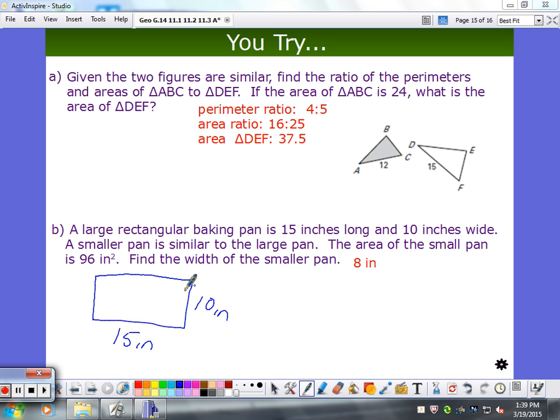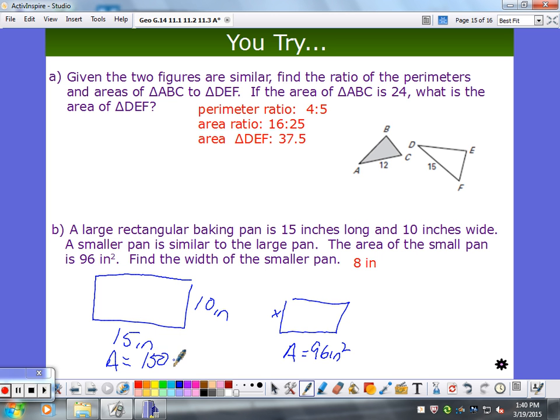Okay, so there's my large baking pan, and then I've got a smaller, similar baking pan. I know the area of this one, and they want you to find the width. Okay, great. What do I do? I know this area too. It's just length times width. So that one's 150 square inches.